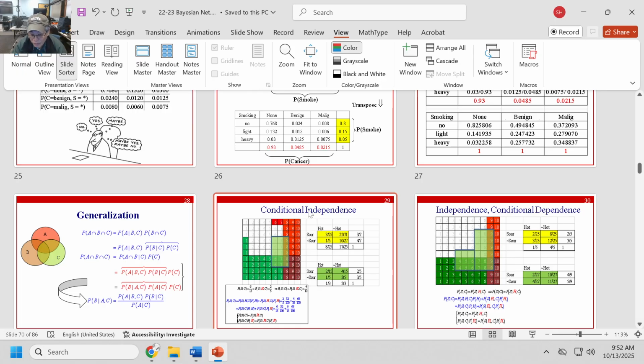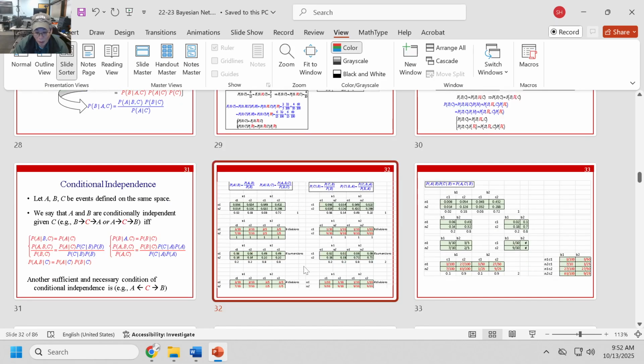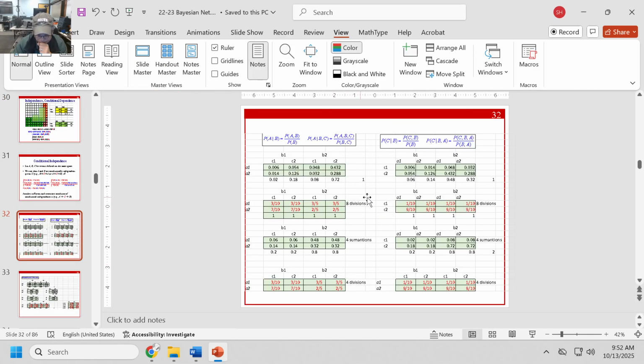But to build this conditional independence, I'm going to probably skip this for now, but I can come back. It's to try to show you that there are a lot of computations.